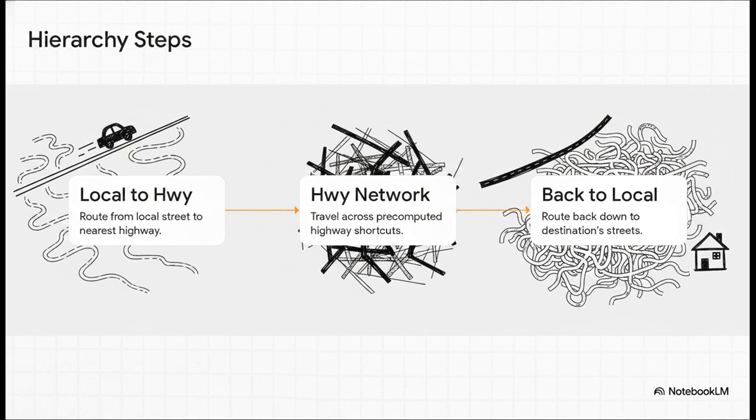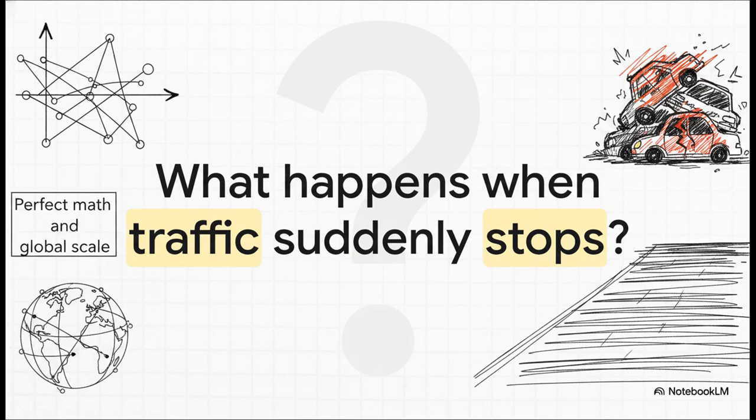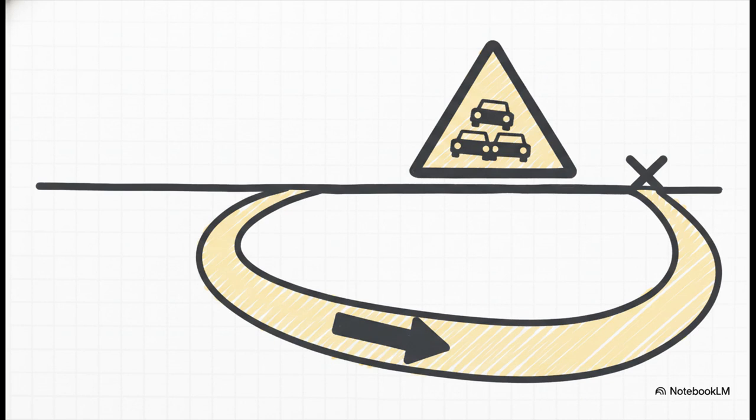It's really a three-step dance. Route from your driveway to the nearest major highway, zoom across the pre-computed shortcut network, and then drop back down to the local streets right at your destination. So we have the perfect math, totally optimized for global scale. But reality isn't perfect, is it? We've all been there. You're cruising along and suddenly, boom, an accident happens right ahead of you and traffic stops entirely. What happens then? Well, that brings us to dynamic rerouting.